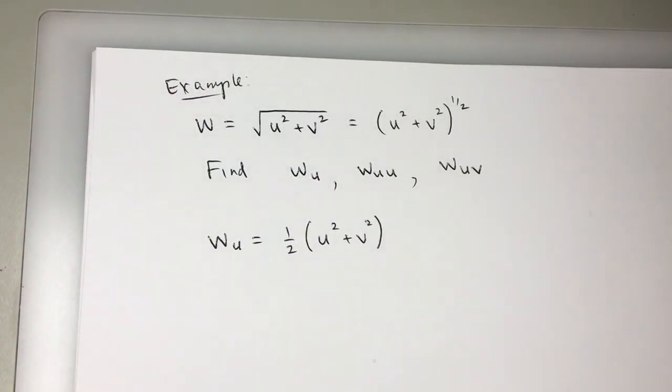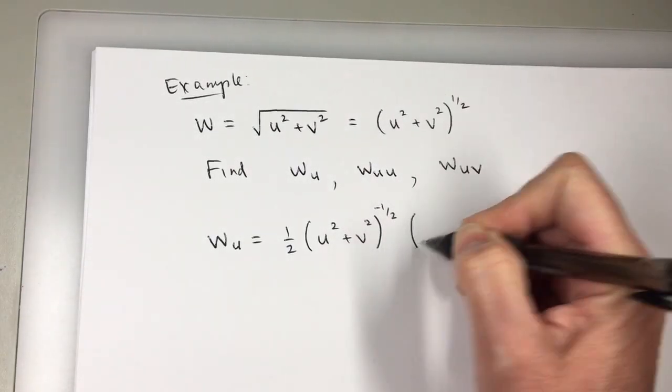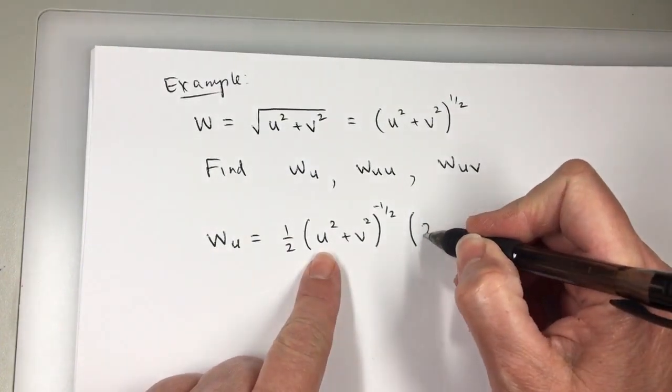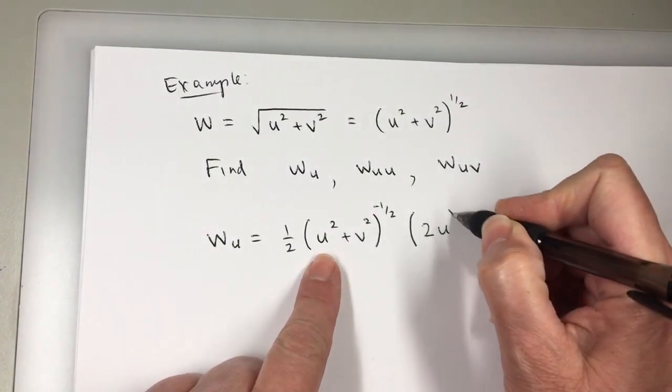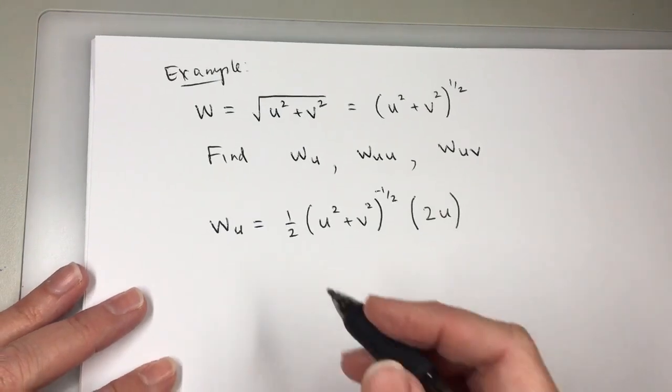And then what's the new exponent? -1/2. And then you have the chain rule. What's the derivative of u squared plus v squared? 2u, since v squared is being treated as a constant. So there's the first one.